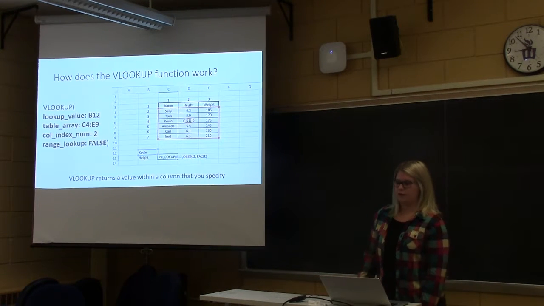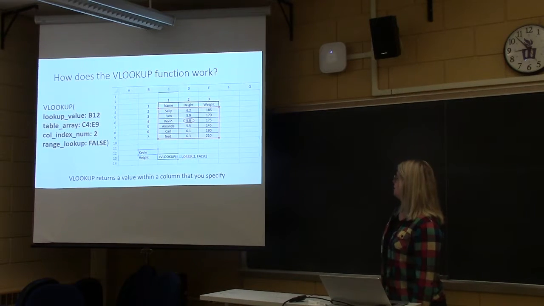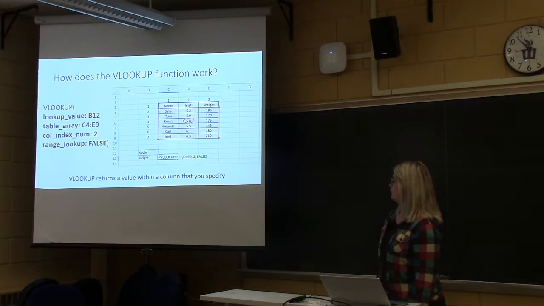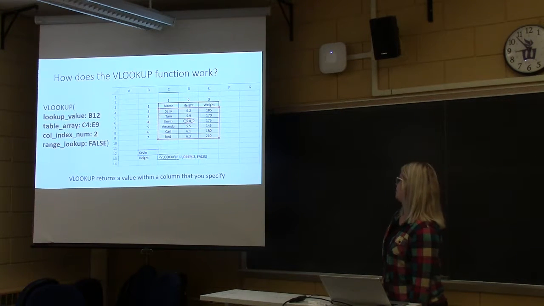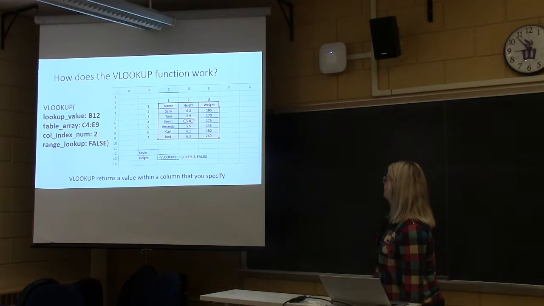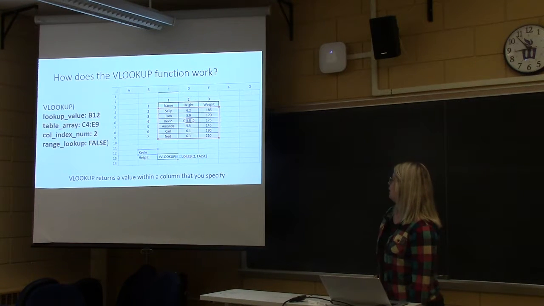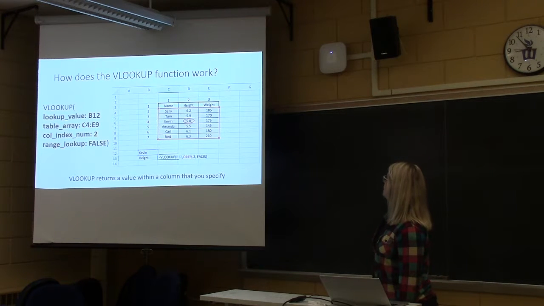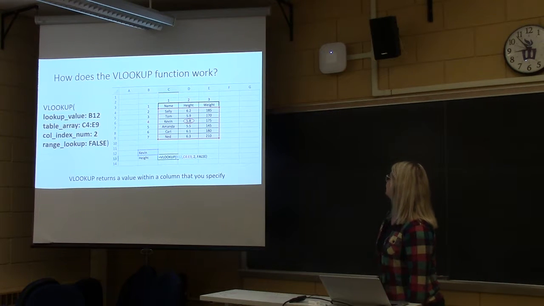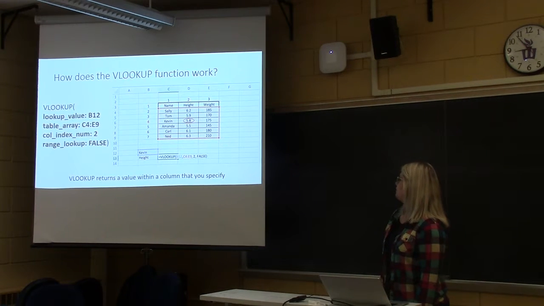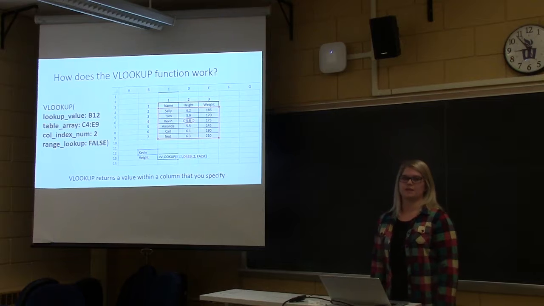So now let's look into how the VLOOKUP function actually works. In this little example that I'm going to use to compare VLOOKUP to index match, you can see the function down there. Our lookup value is B12, which, as you can see in the blue highlighted box, is Kevin. And then our table array is that whole chart there with all those values. In this specific instance, we want to find Kevin's height.